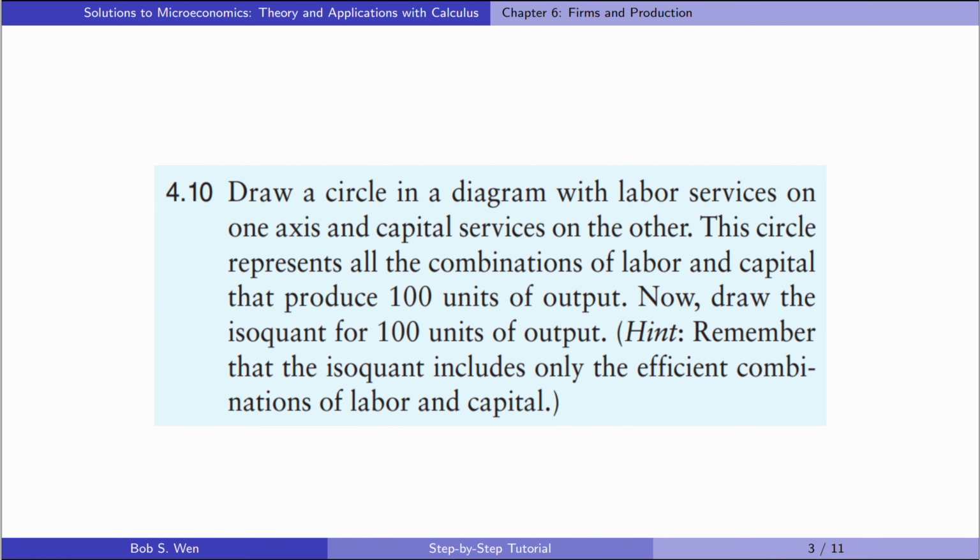Let's solve exercise 4.10. Draw a circle in a diagram with labor on one axis and capital on the other. This circle represents all the combinations of labor and capital that produce 100 units of output. Now, draw the isoquant for 100 units of output. Remember that the isoquant includes only the efficient combinations of labor and capital.